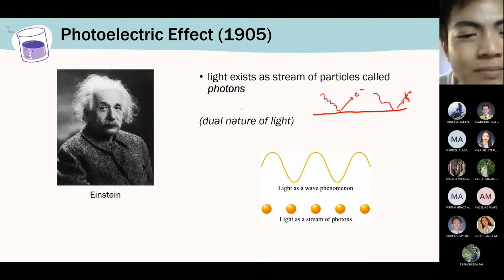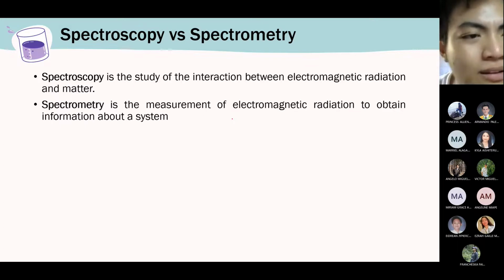So now we accept the idea of Einstein that light can behave as a wave and a particle. So it can interact with matter and it can interact with energy, and the two are interchangeable, due to the photoelectric effect. And this idea is now used in spectroscopy.